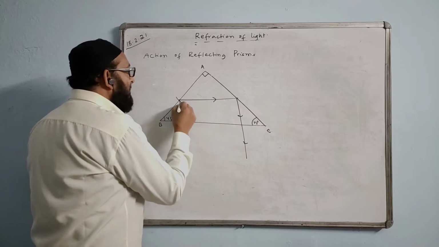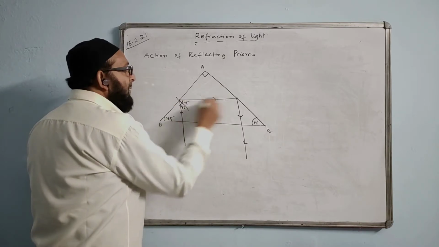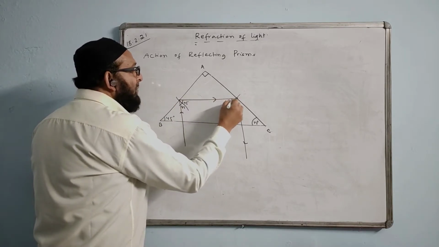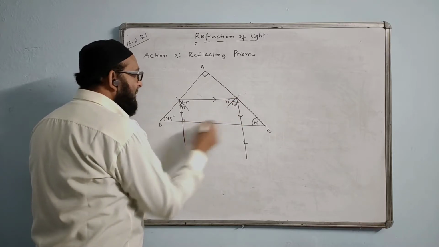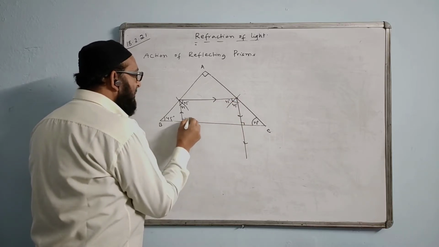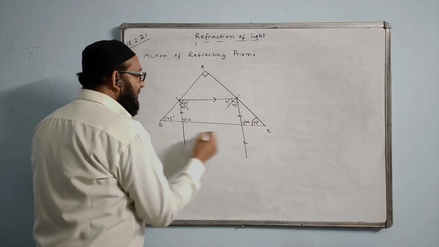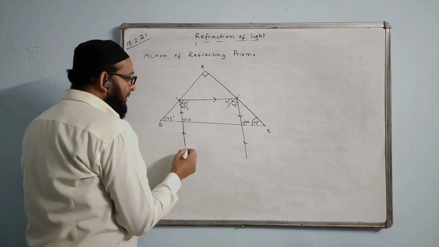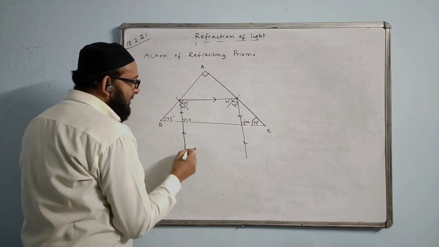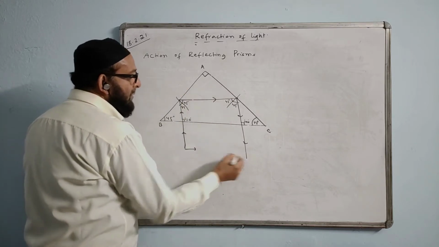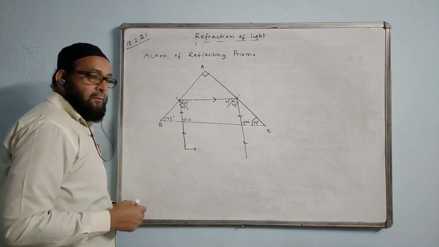You can mark the angle here. This is 45 degree. This is also 45. Everywhere mark the angle 45. This is also 45. This is 90. This is 90. There is I value 0 degree. Here also I value 0 degree. Like this it comes. If they show an object like this, from B also it will come. The image will be inverted.